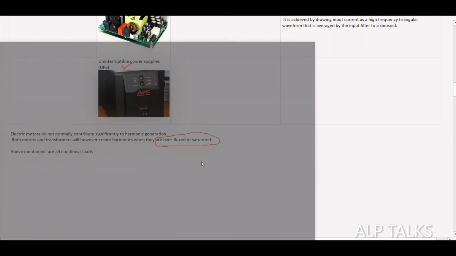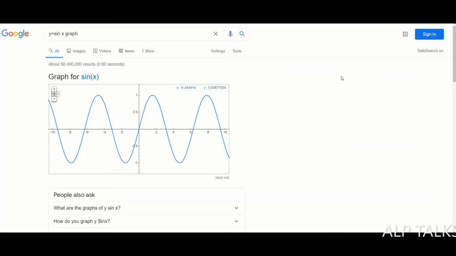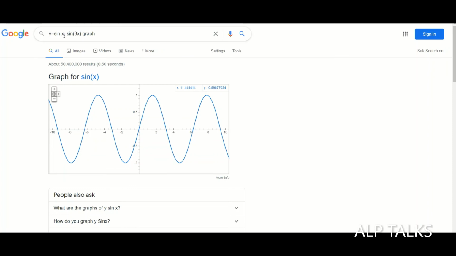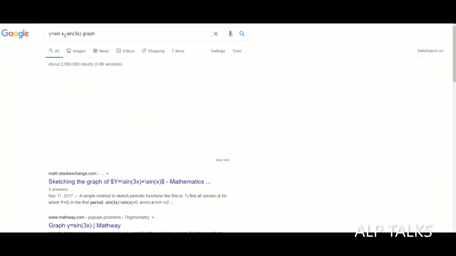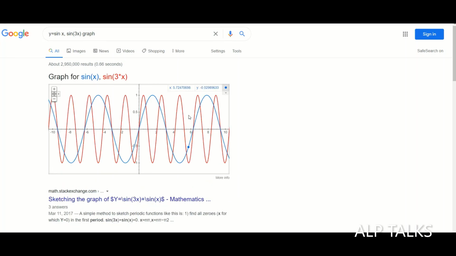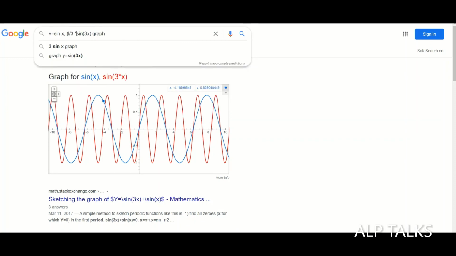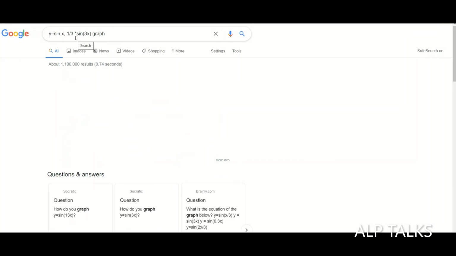We will go to the simulation now. I am simulating harmonics. So y is equal to sin x is a simple normal graph. Now I am going to add sin of 3x. Let's see how it will be. There will be 3 cycles. Let's take care of magnitude also. As we already discussed, the magnitude will be 1/3 of the fundamental for the third harmonic.